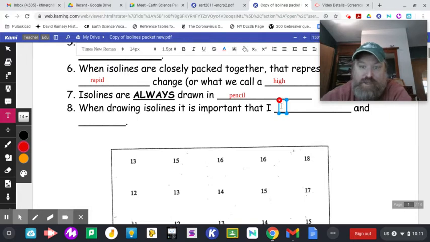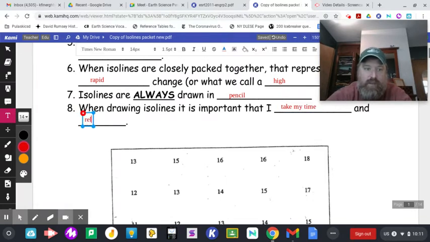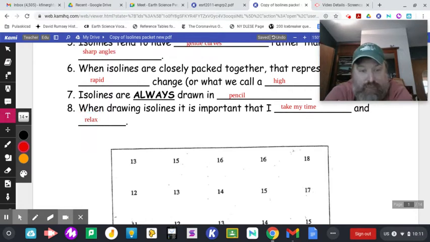Related to the frustration that will definitely set in at a couple points, it is important that I take my time and relax. They can be frustrating, but again, we're not going to rush here.